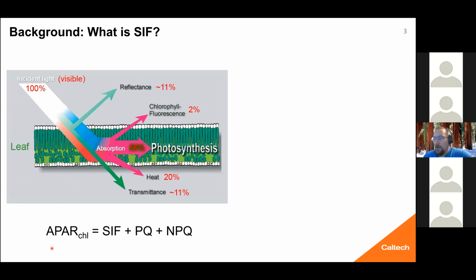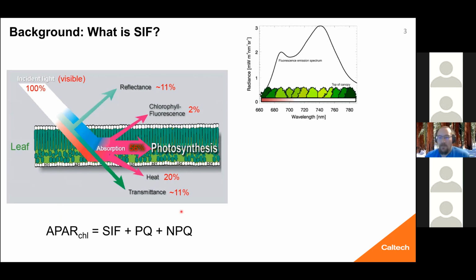So APAR chlorophyll, which is the amount of photosynthetically active radiation absorbed by chlorophyll, goes into these pathways. That energy is re-emitted as SIF, or it goes to photochemical quenching or non-photochemical quenching. And this is what the fluorescence spectrum looks like. There are two peaks. There's one right around 685, and then there's another peak somewhere around 740, 750.